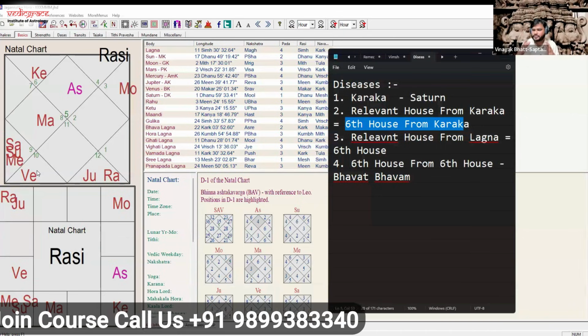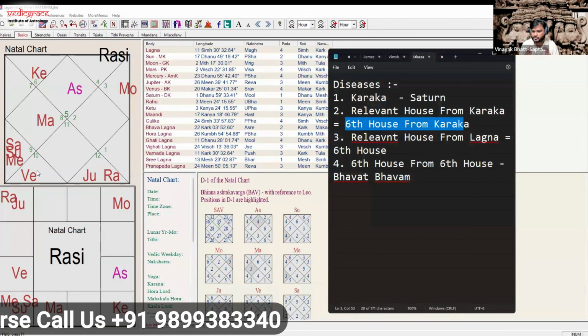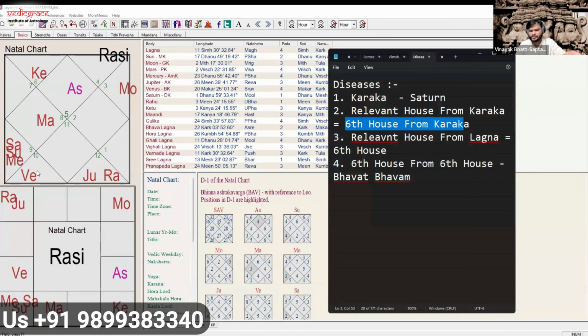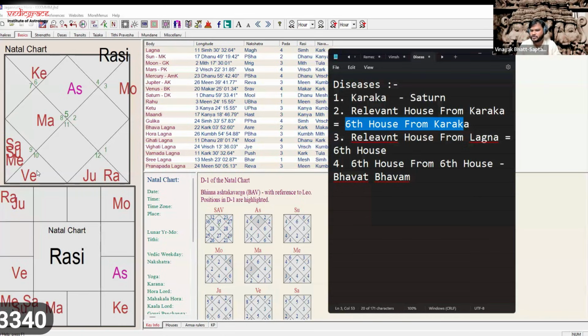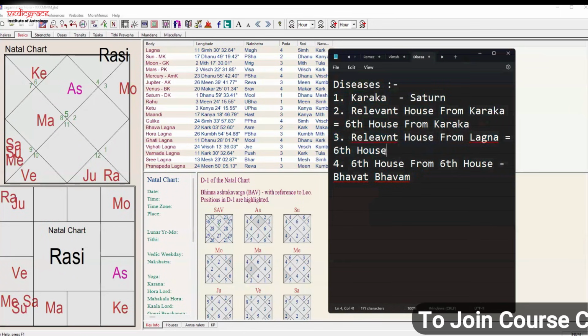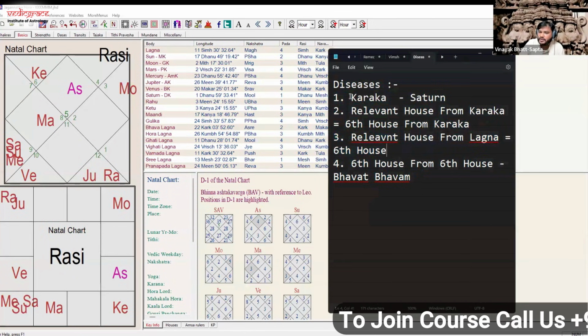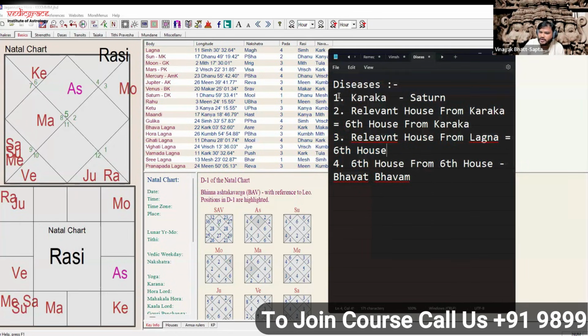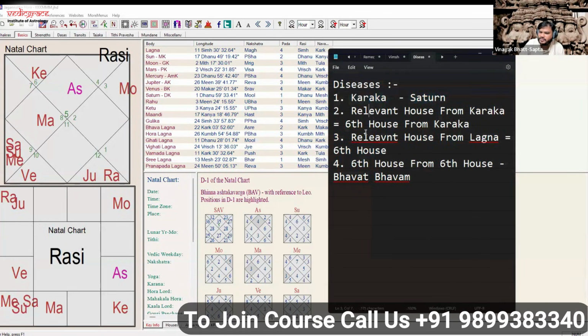Okay, something related to Venus and the 6th house is there, because the 6th from Saturn is also giving the same thing, and the 6th house from Lagna is also giving the same thing. Now your focus should be Venus and the 6th. As a beginner, our study should start from the Karak planet, then this, then this, then this.